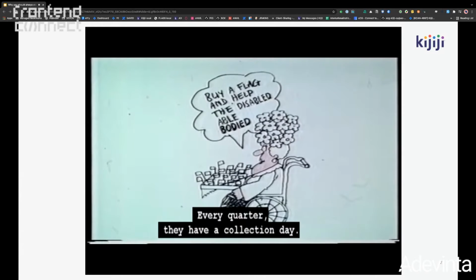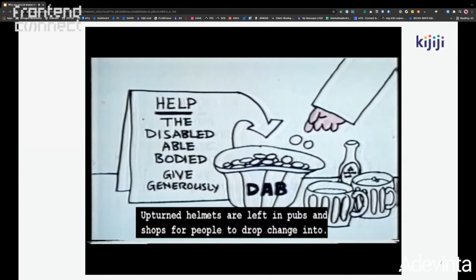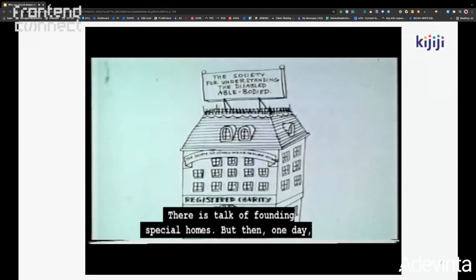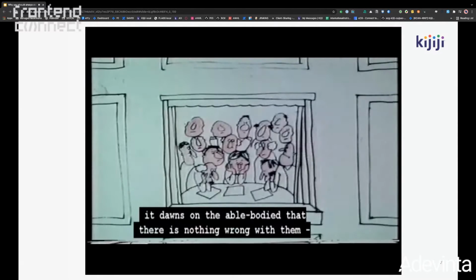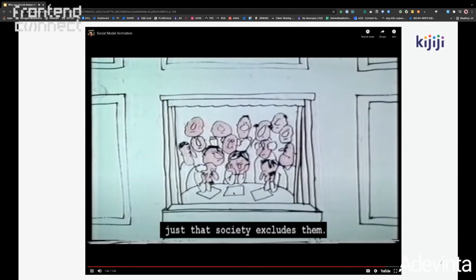Every quarter they have a collection day. Upturned helmets are left in pubs and shops for people to drop their small change into. There is talk of founding special homes. But then one day, it dawns on the able-bodied that there is nothing actually wrong with them, just that society excludes them.